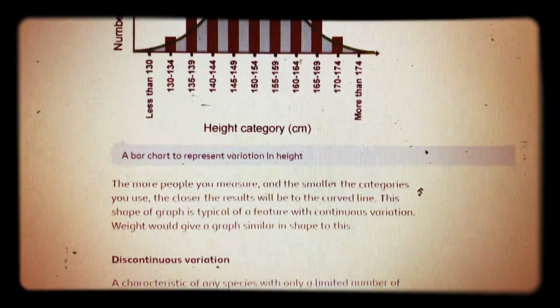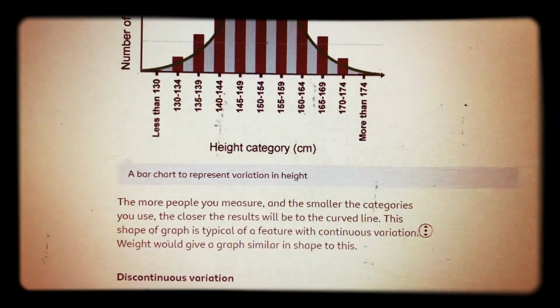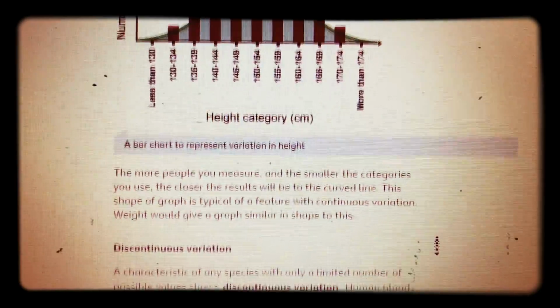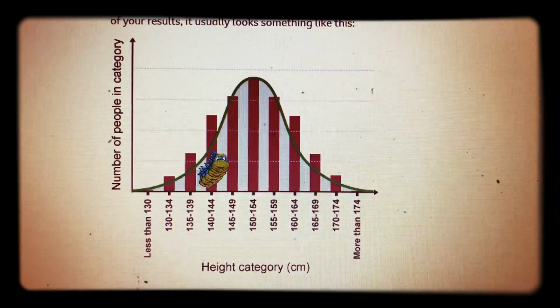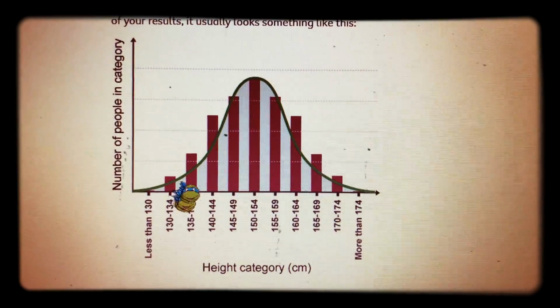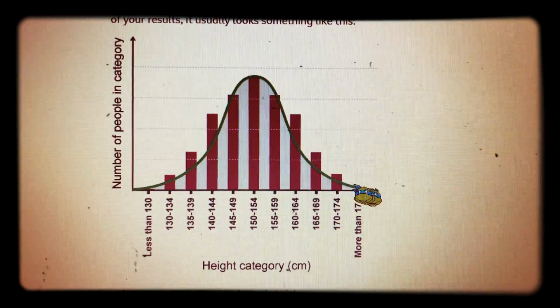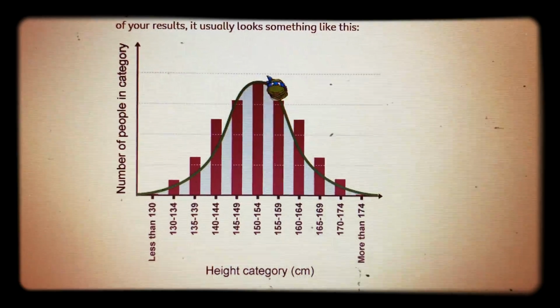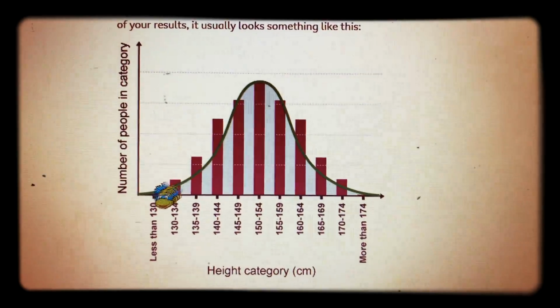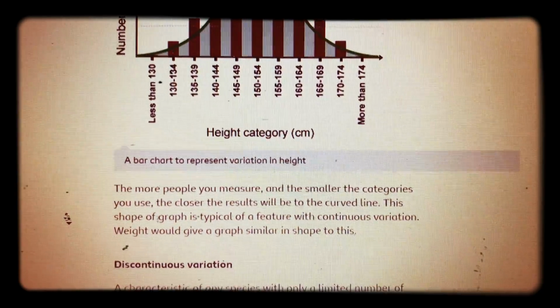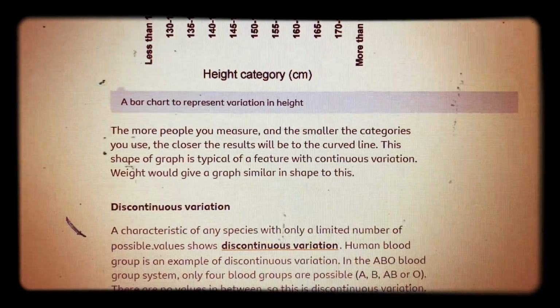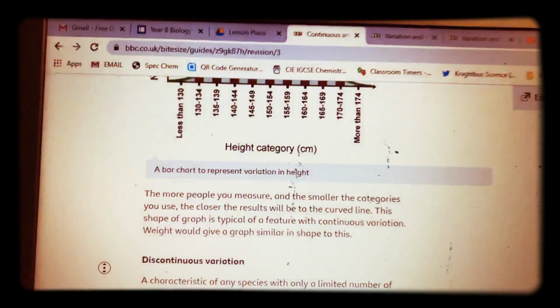That was a histogram to represent variation in height. But the more people that you would measure the height of, the more bars you would need, until eventually you have a series of plots that would fit somewhere on this curve. And then you would just draw the curve. The more people you have, the closer the results will be to the curved line.